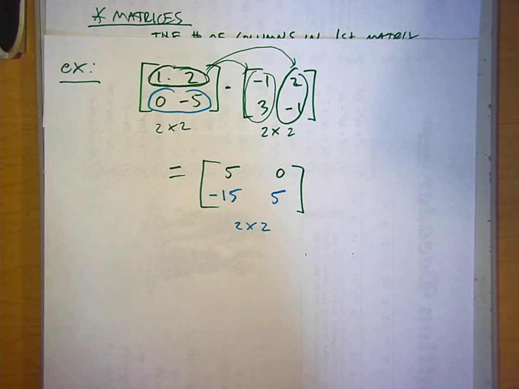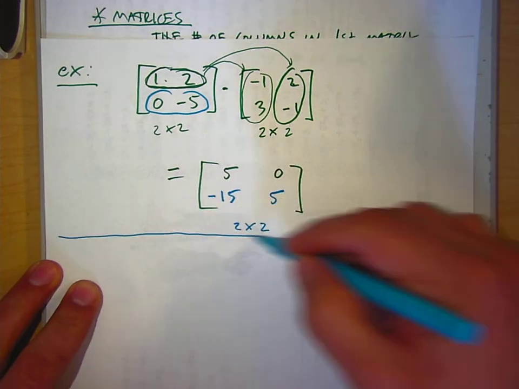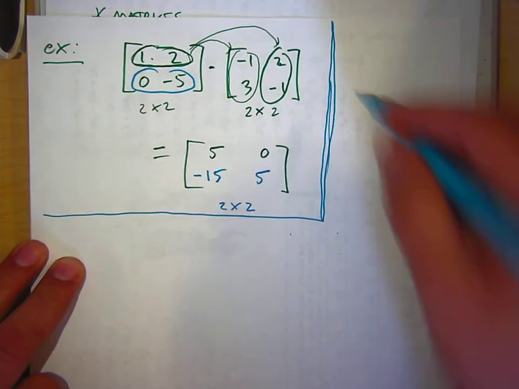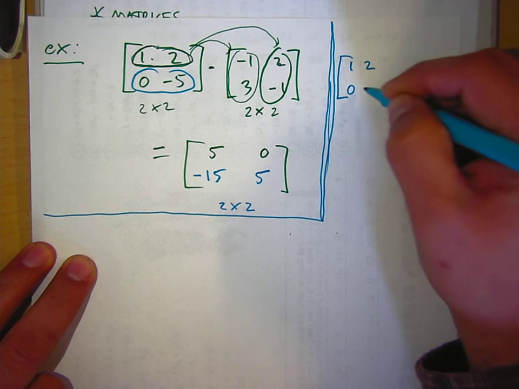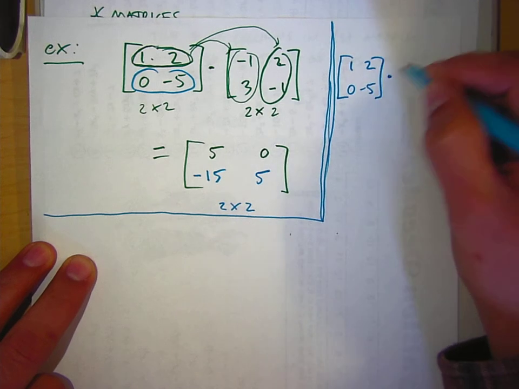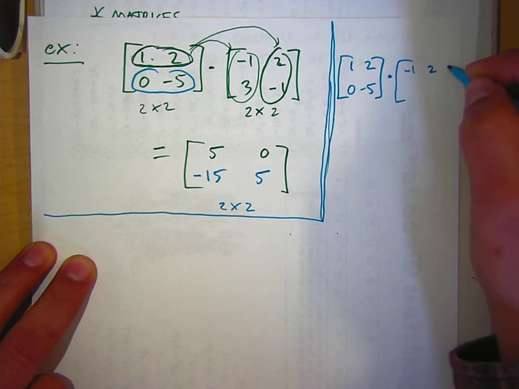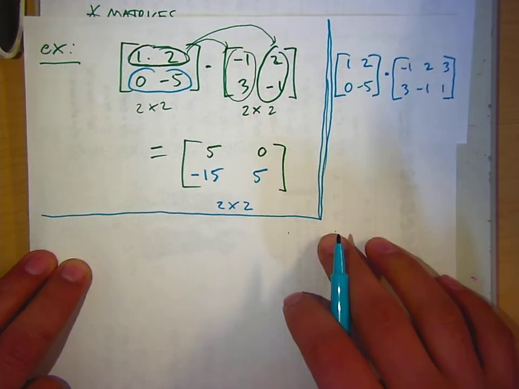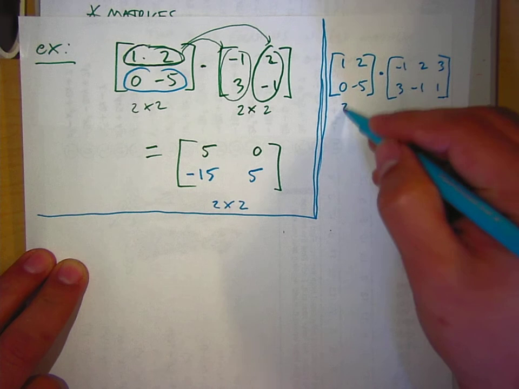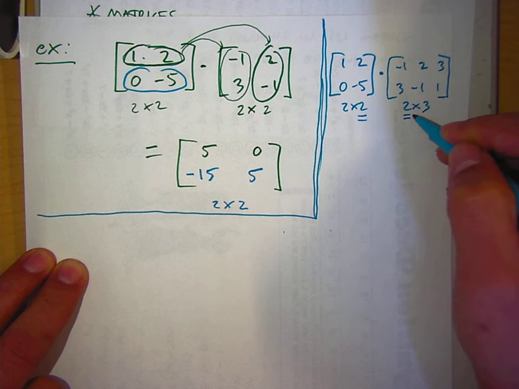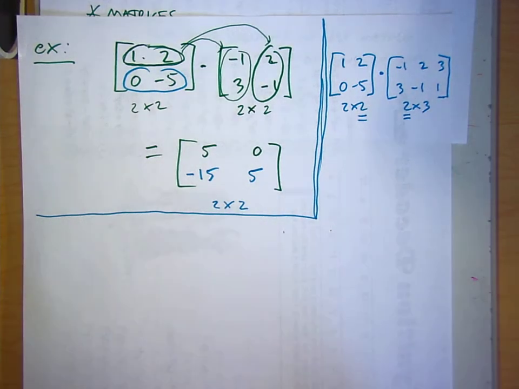What if I had an extra, so just a little sidebar here, a little side work. Let's say I had the same exact scenario, 1, 2, 0, negative 5, but let's say I multiply that with negative 1, 2, and I'm going to add in a new column, let's say 3, and then 3, negative 1, let's do 1. Okay. This is a 2 by 2, this is a 2 by 3. Number of columns in the first one equal the number of rows there, so we should be able to multiply this, right?